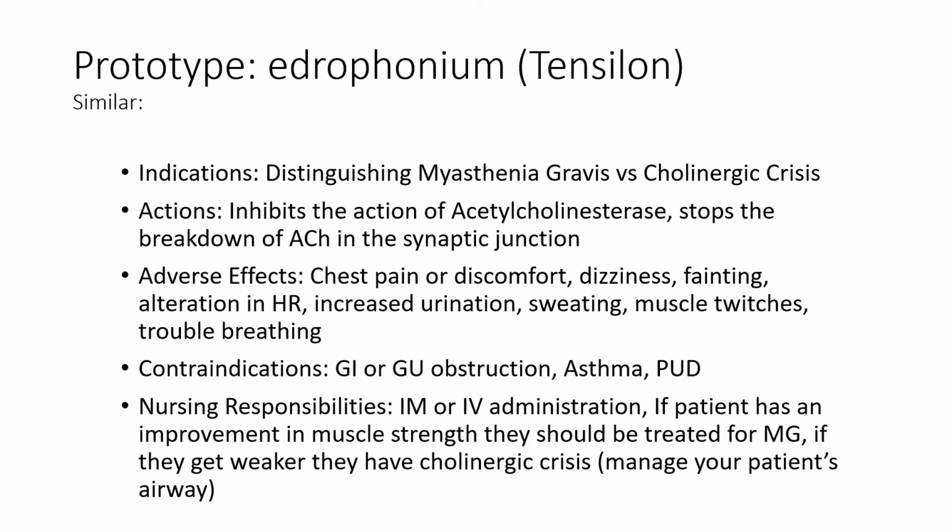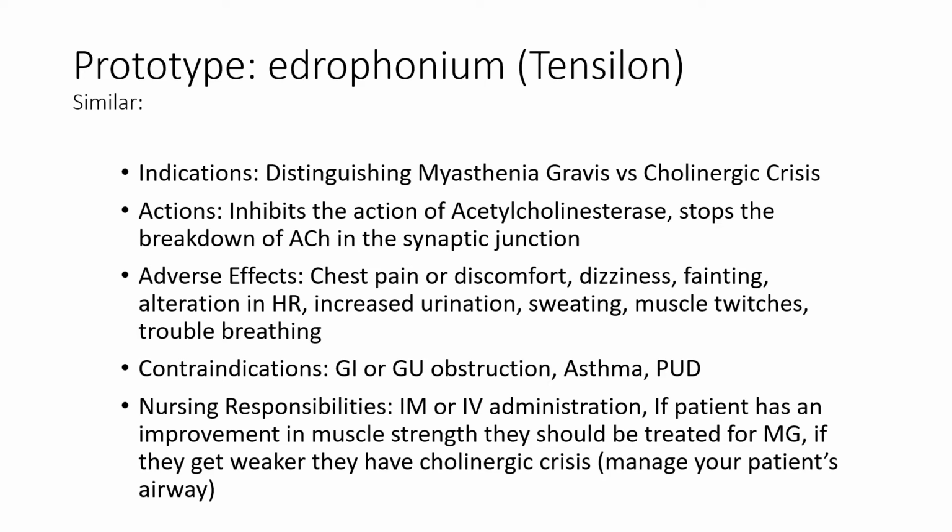So it's going to increase the acetylcholine, and we're going to use it as a test called the edrophonium test or the Tensilon test. And you wouldn't use it for the same types of indications, right? Because of contraindications: GI obstruction, GU obstruction, asthma, peptic ulcer disease, all the same as pyridostigmine. So I'm trying to distinguish between someone who has myasthenia gravis versus a cholinergic crisis, meaning they just have too much acetylcholine in the system.